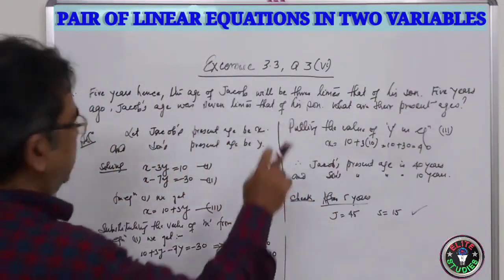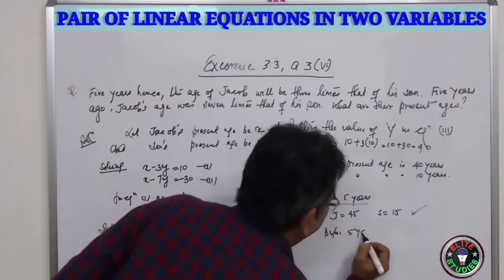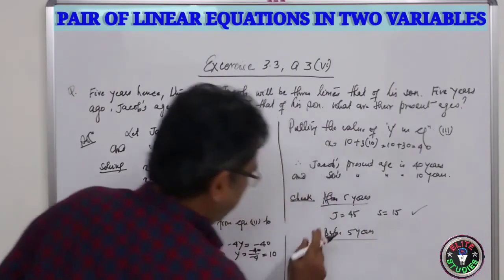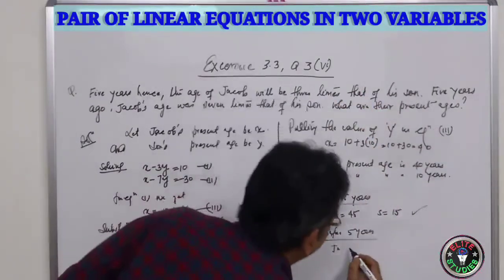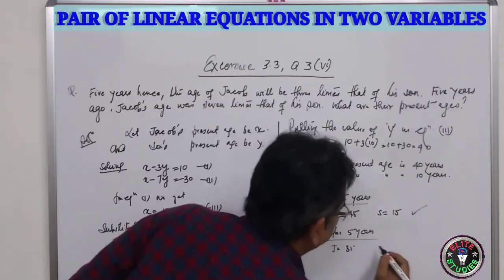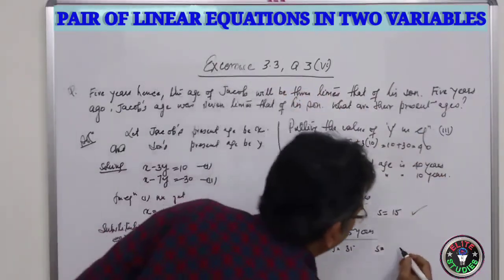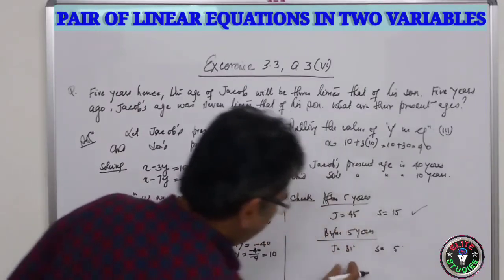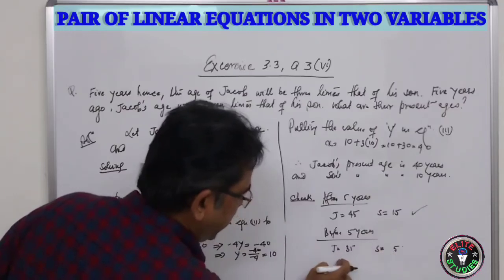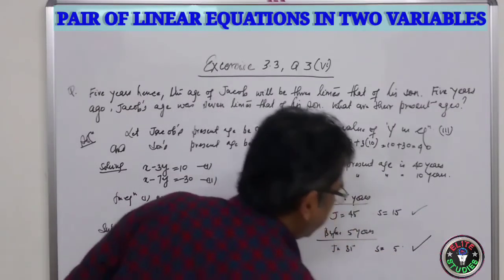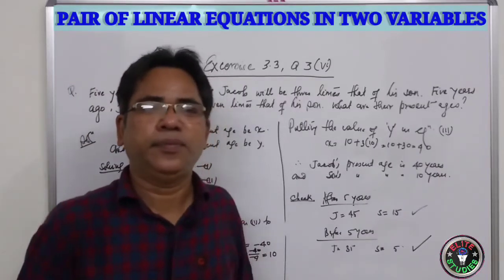Now the second condition, 5 years ago, before 5 years, Jacob was 40 minus 5, 35 years, and the son's present age is 10, so before 5 years he was 5 only. Now you see, Jacob is 35, which is 7 times the son's age. So the second condition is also satisfied. So your answer is beyond doubt correct.